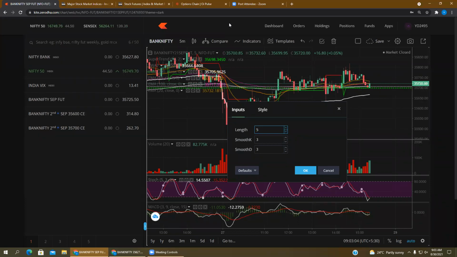Over the period of the day, I will explain what all things I look for, what candle structure I look for, where I enter, where I don't enter. And I would request everyone to not compare with anybody, because I am a different kind of trader. I have a different set of things that I use.